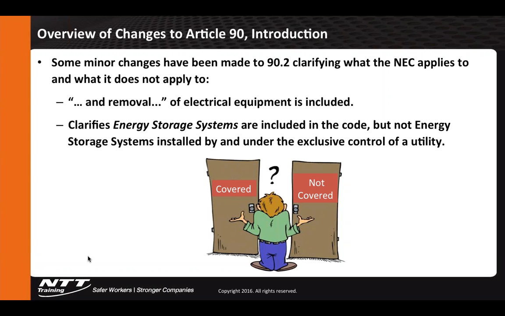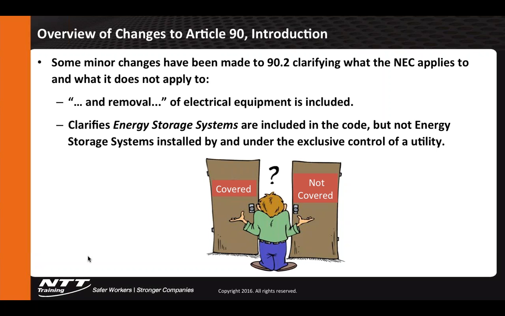Things like temporary wiring, temporary power installations we use in installation and maintenance. It already says we have to remove that immediately upon completion of our installation or maintenance work. So it's already there. We're just bringing the wording in 90.2 up to what appears in the rest of the code.